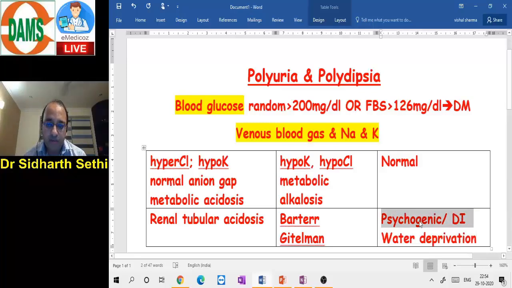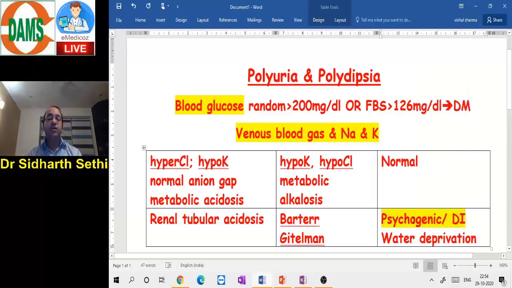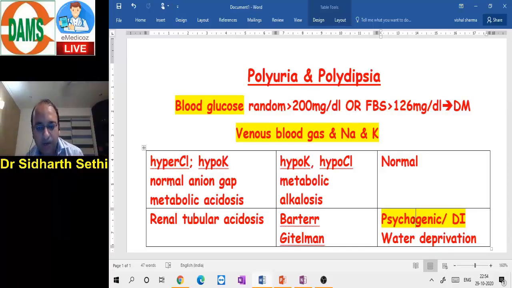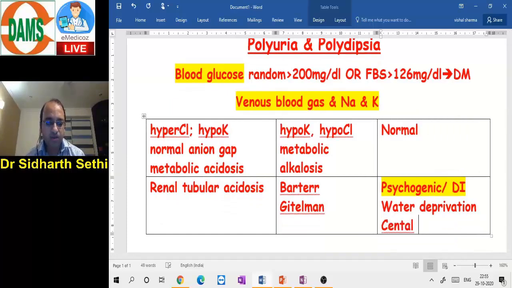Because if you do water deprivation, in psychogenic polydipsia the urine osmolality will double. If you don't give him water, urine will become concentrated. In DI, it will remain the same. Now, DI is of two types, central versus nephrogenic.